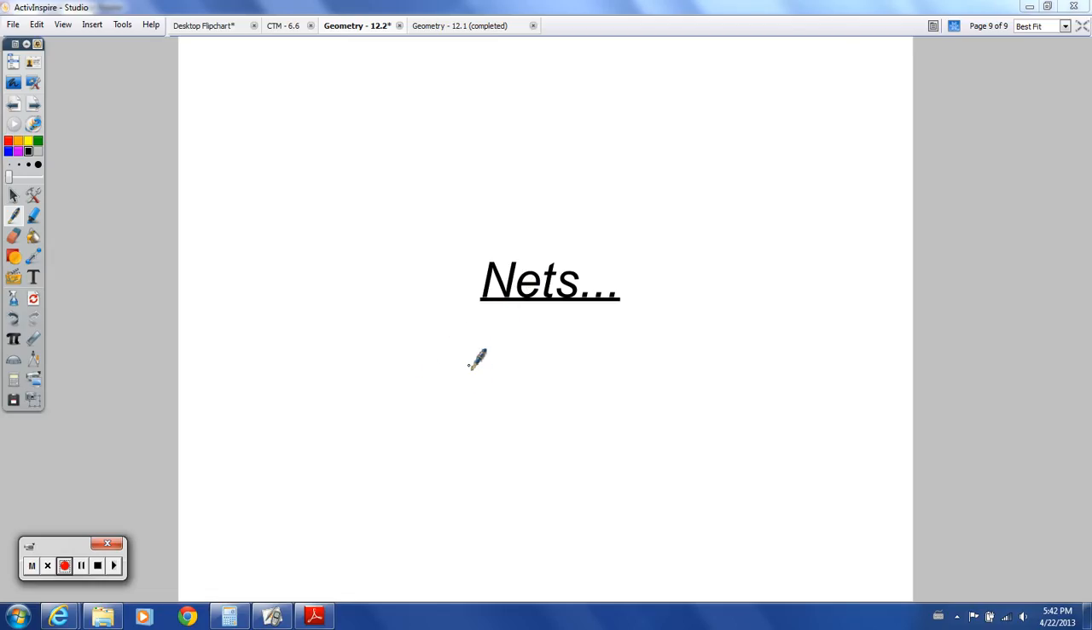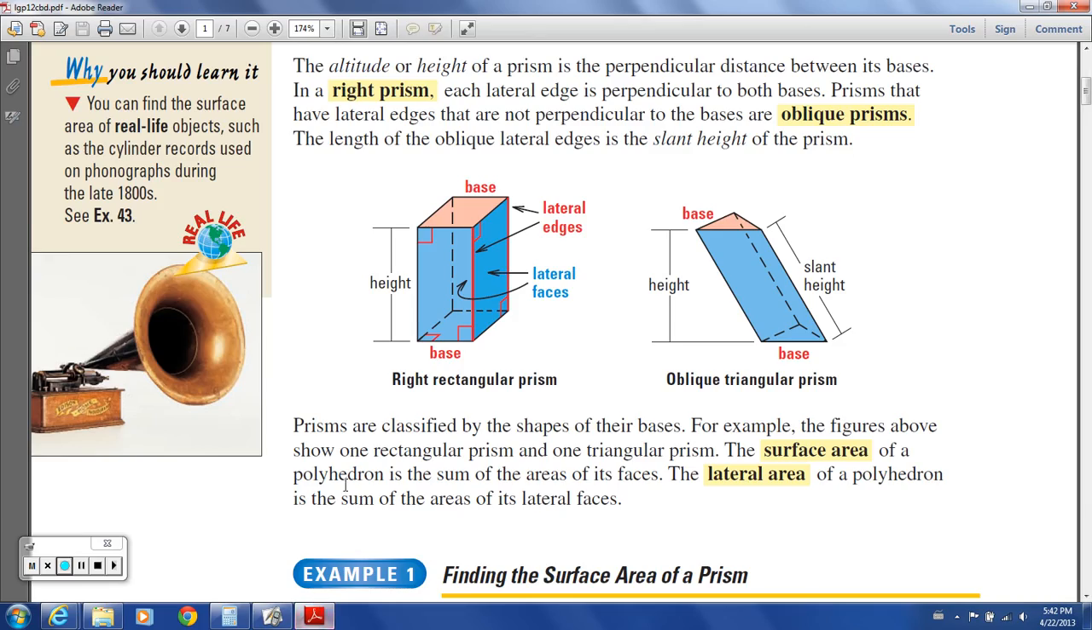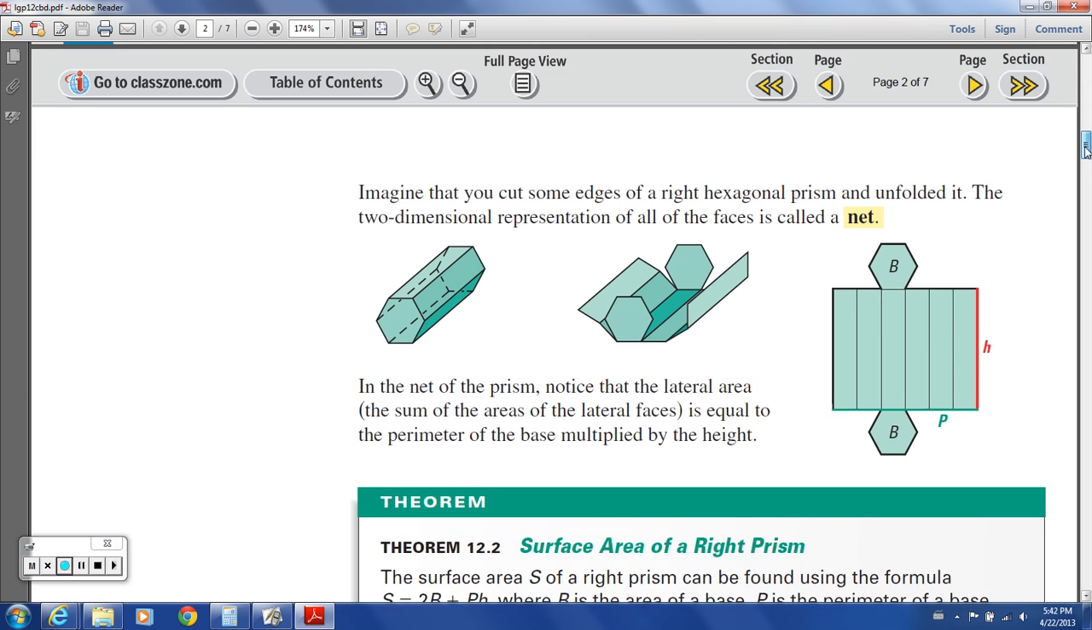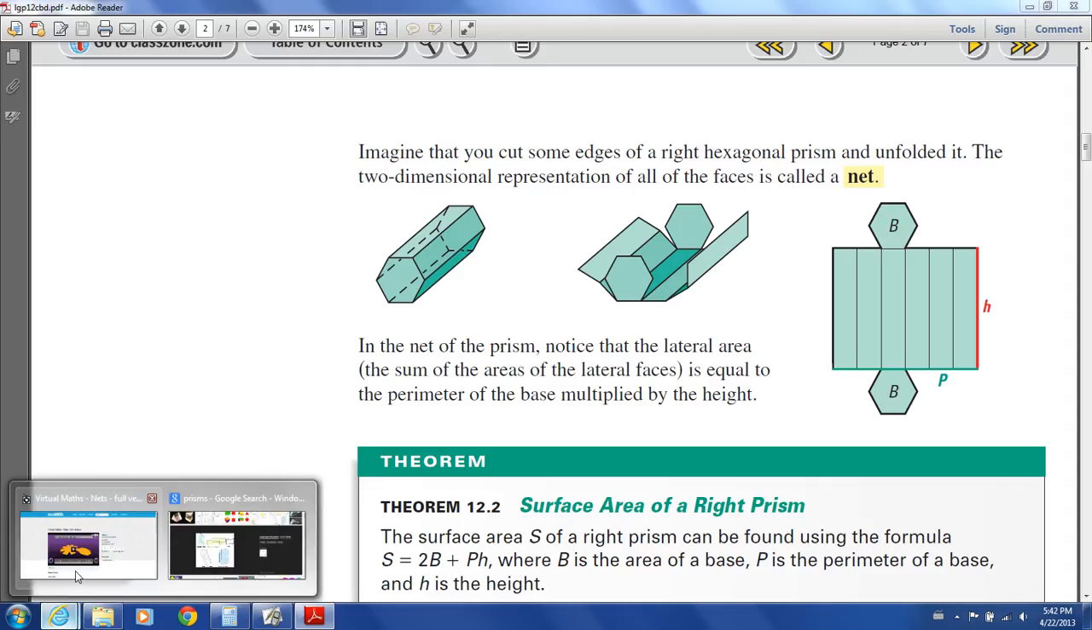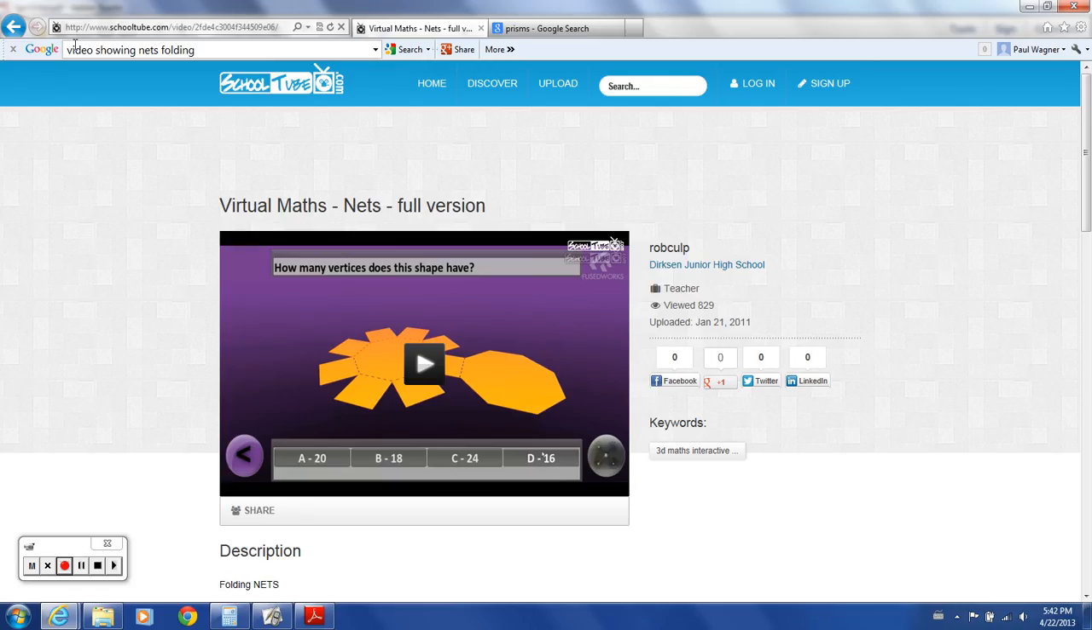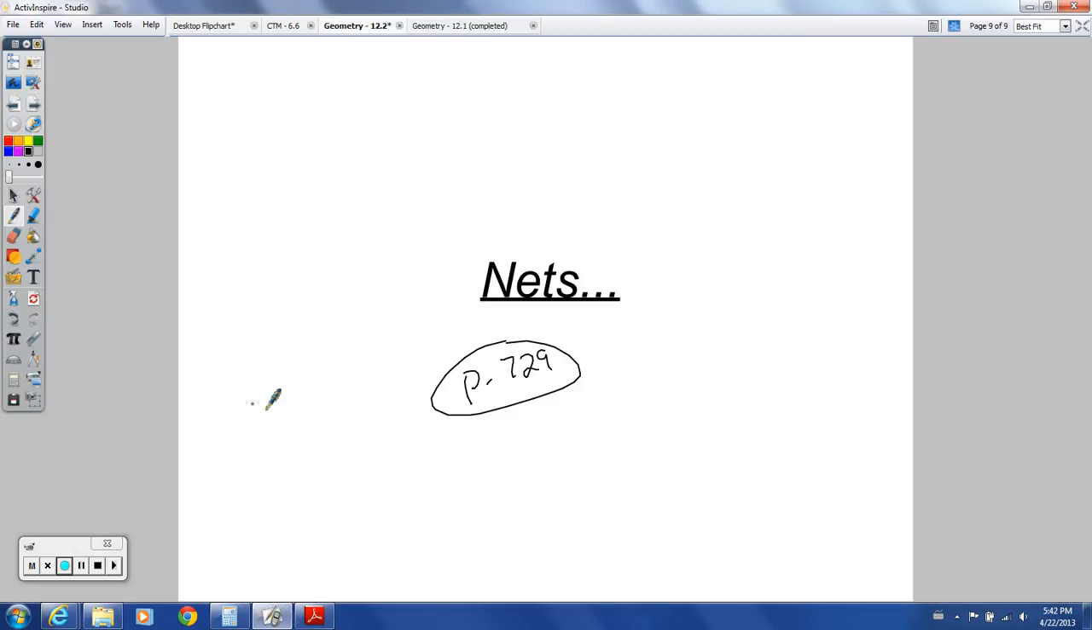If you want to look also at page 729, you can see some more examples of nets in your book. I'll briefly show you what that looks like here. So here they have a net of a regular hexagonal prism. They fold this up, you get something that looks like that. But if you look at that video, or you can just Google search yourself where you're folding nets. How did I type that in? I think I typed it in as video showing nets folding. If you want to check that out, this is what came up for me towards the top of that search. Some pretty cool stuff there to help you visualize what's going on.